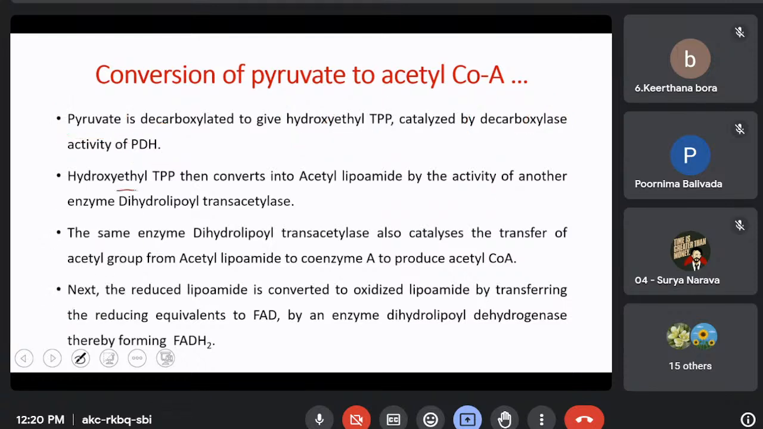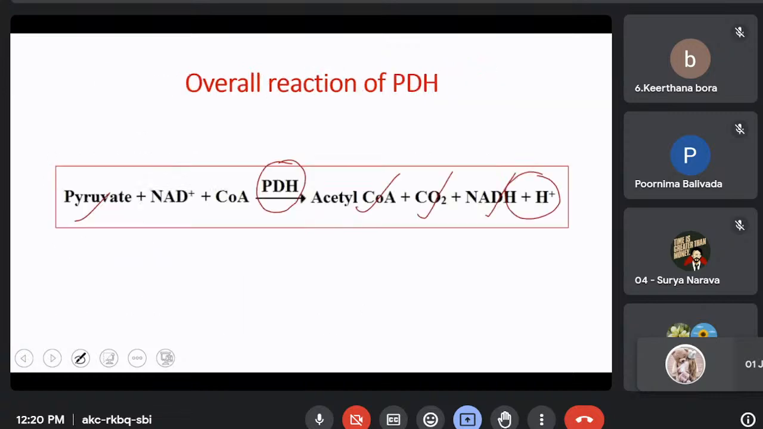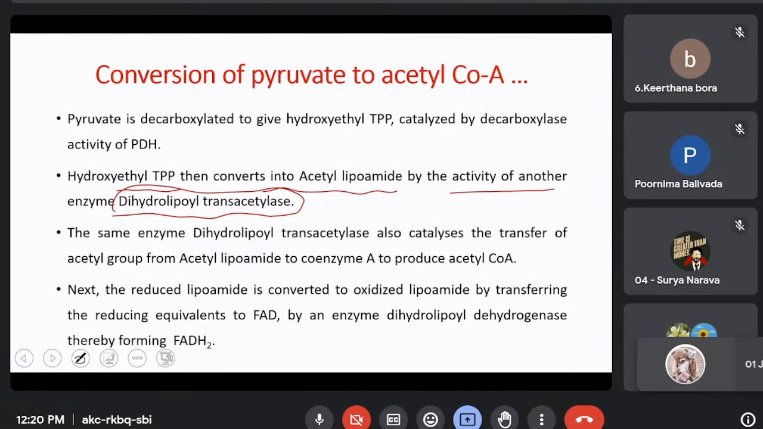Then the hydroxyethyl thiamine pyrophosphate is converted into acetyl lipoamide by the activity of another enzyme, dihydrolipoyl transacetylase. We have said that pyruvate dehydrogenase is a multi-enzyme complex. So here there is another enzyme that is required for the complete conversion of pyruvate to acetyl CoA, and this enzyme is dihydrolipoyl transacetylase.